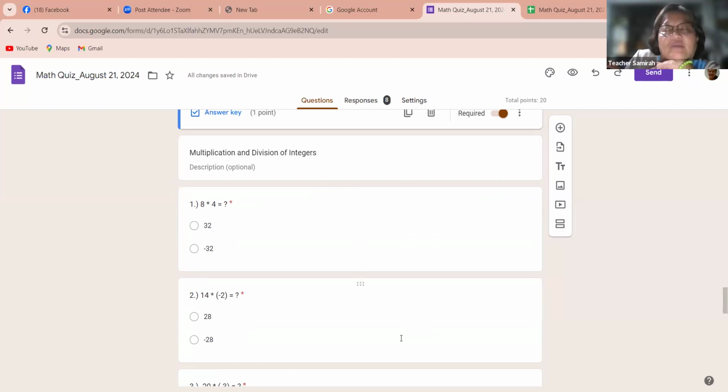Okay. Now we will proceed with the multiplication and division of integers. What is that rule regarding the multiplication and division of integers? How many rules were we able to discuss last time? When you are going to multiply two negative numbers, what will be the sign of your product? Will it be positive or negative?